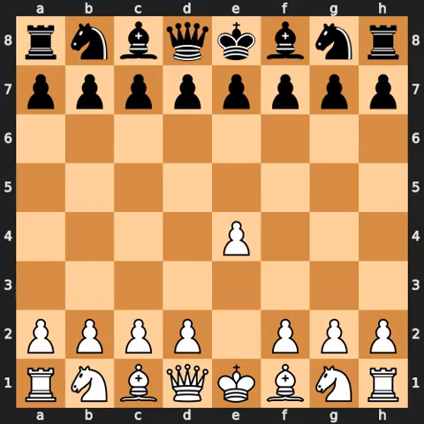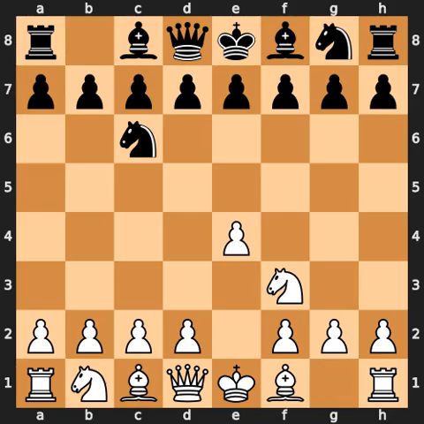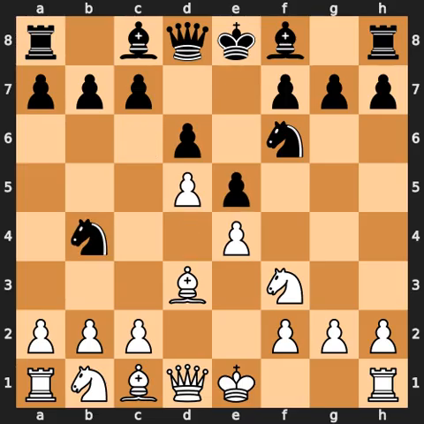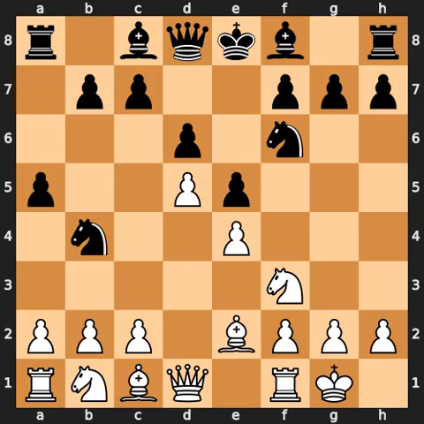e4. Knight c6. Knight f3. d6. d4. Knight f6. Bishop d3. e5. d5. Knight b4. Bishop e2. f5. Kingside castling. Bishop e7.